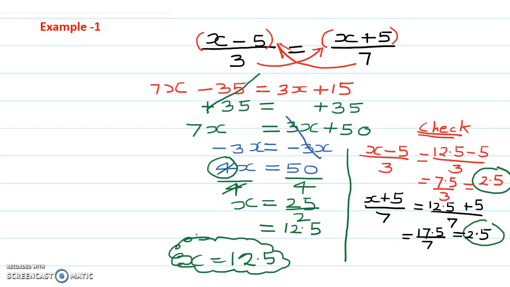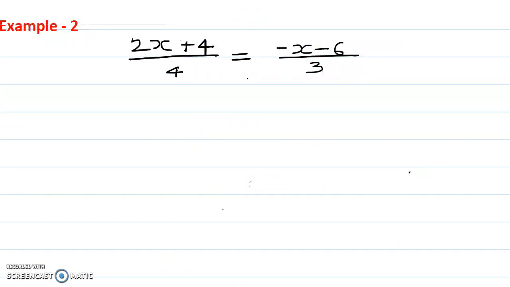All right. So if we quickly go to the next question, the next question is here, (2x plus 4) divided by 4 and 3. So what is the first step? First step, we put it in a bracket.